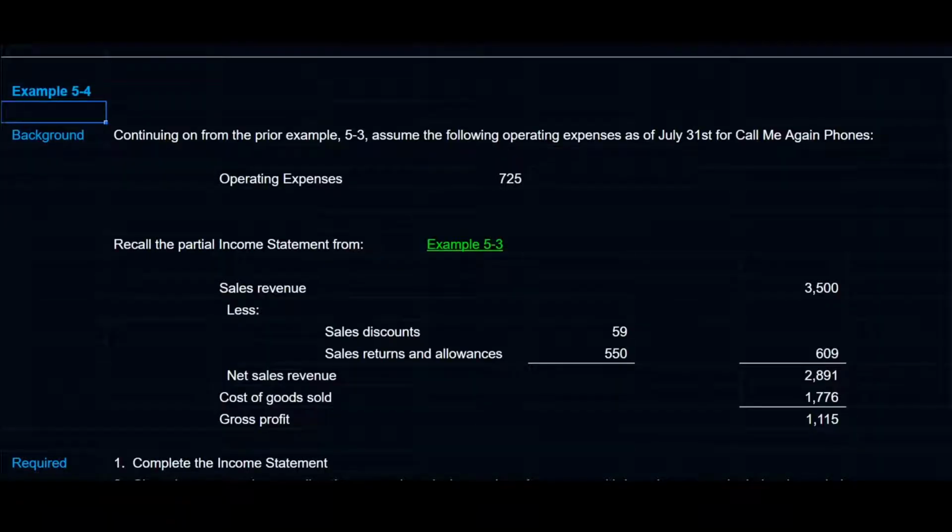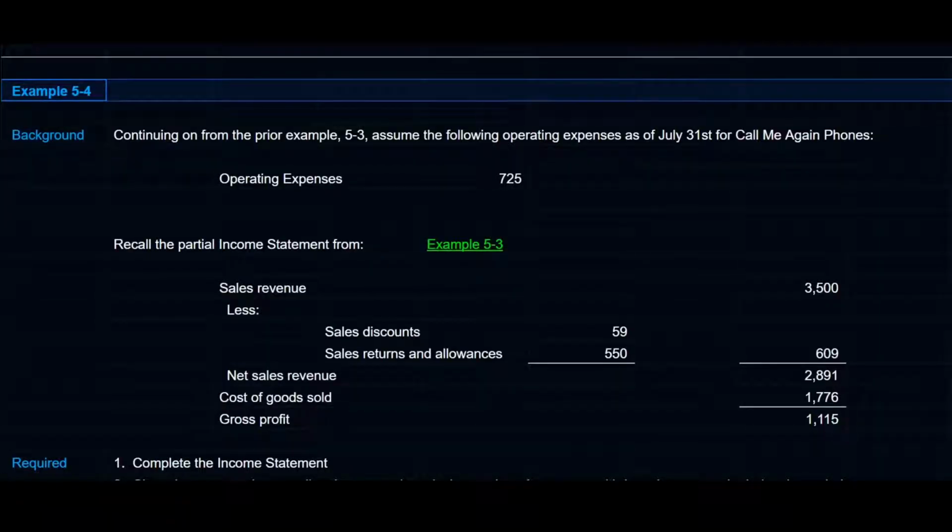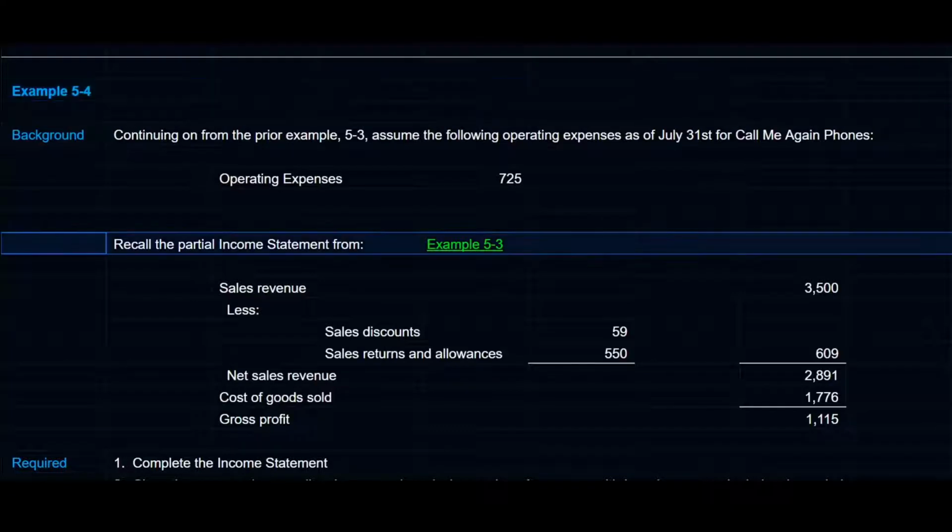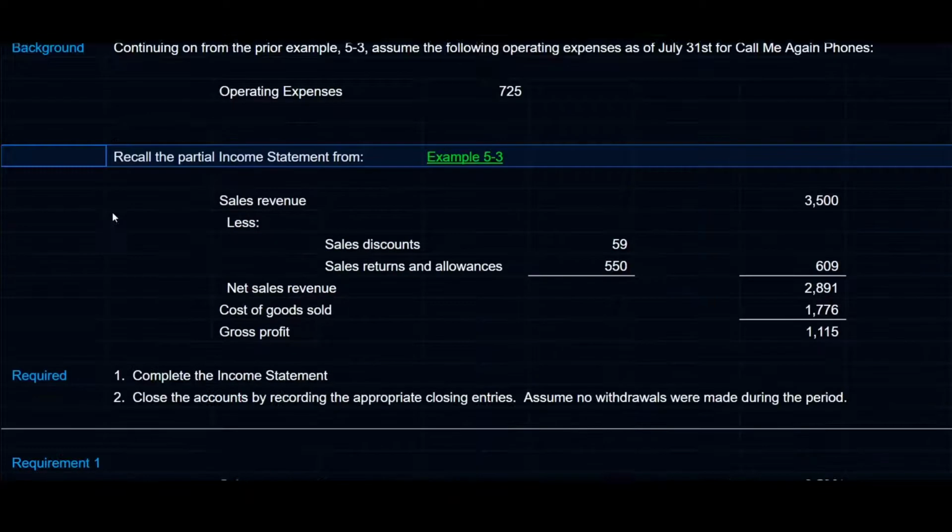This is example 5-4, which will continue on from example 5-3. There's a link in this spreadsheet if you'd like to click back and see what 5-3 was all about. Otherwise, now's a good time to pause the video, download the spreadsheet, and try these questions out. If you've already had time to do that, let's get right to it.